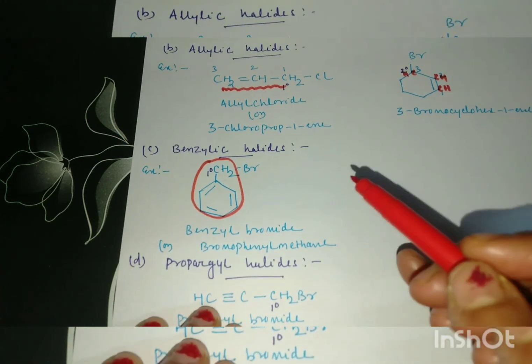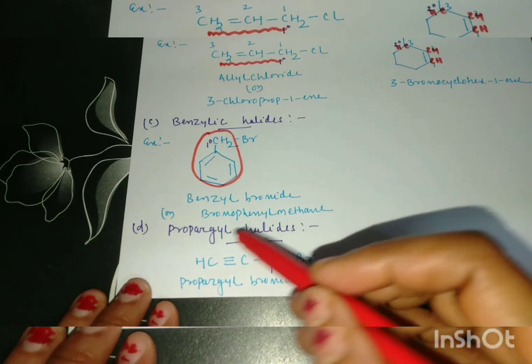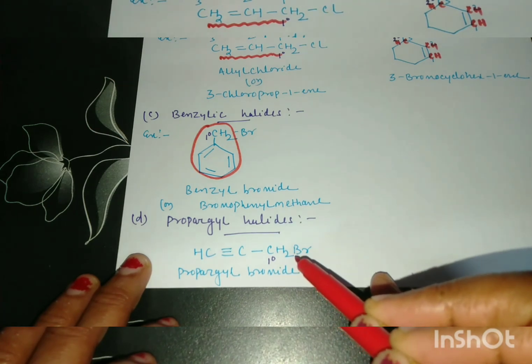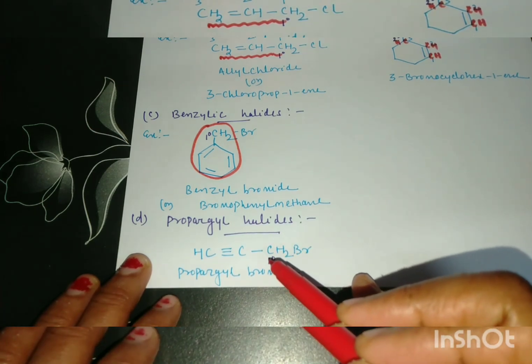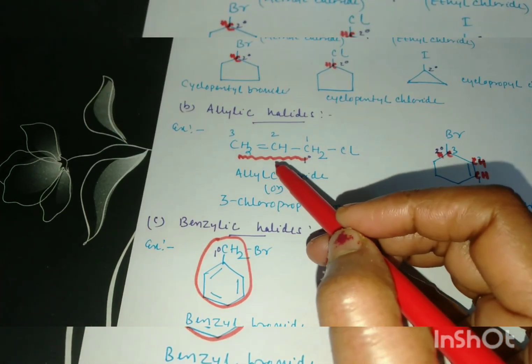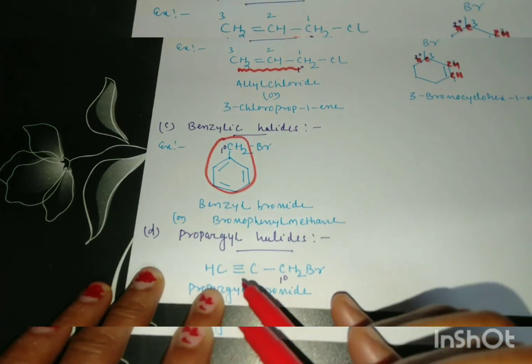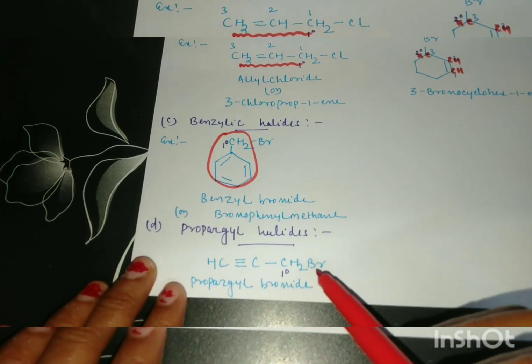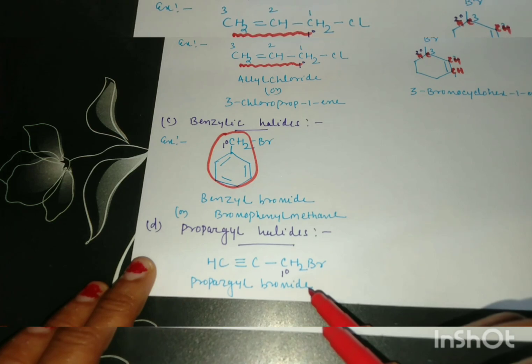Now the next member is propargyl halide. Propargyl halide means the halogen is attached to a carbon atom which is next to a triple bonded carbon atom. When it is next to a double bonded carbon, it is the allylic group. When it is attached next to a triple bonded carbon, it is a propargyl halide. Here the halogen is bromine, so it is propargyl bromide.